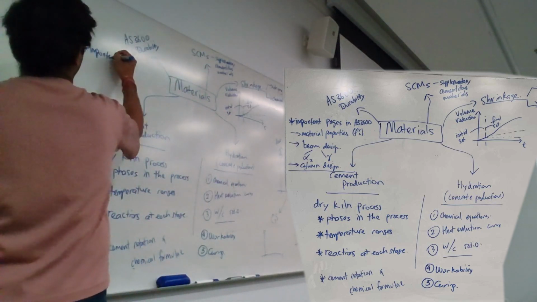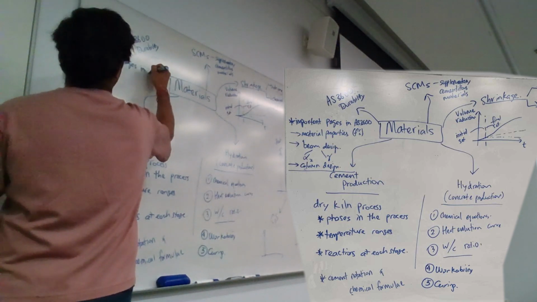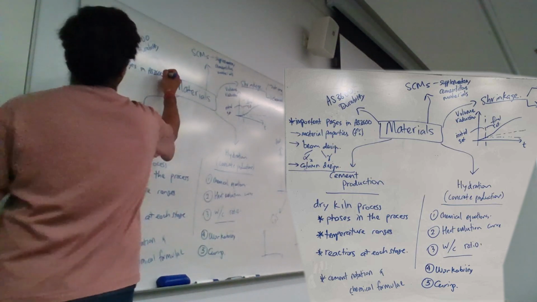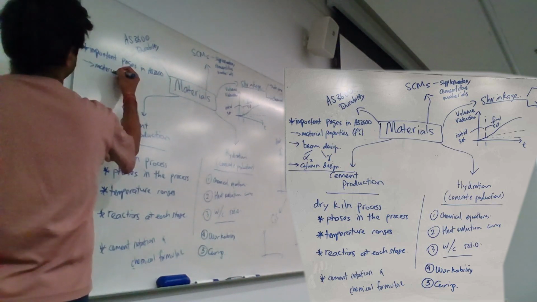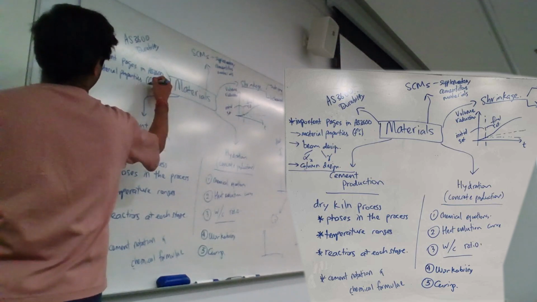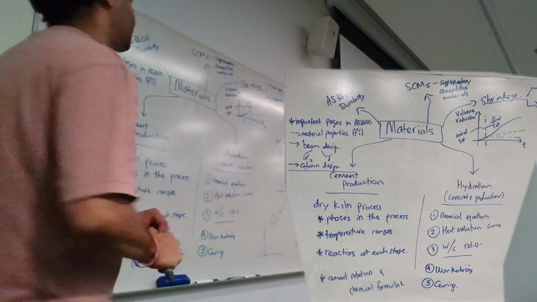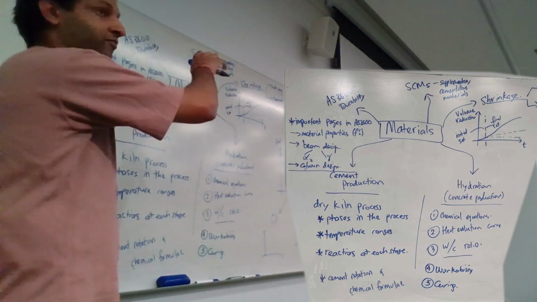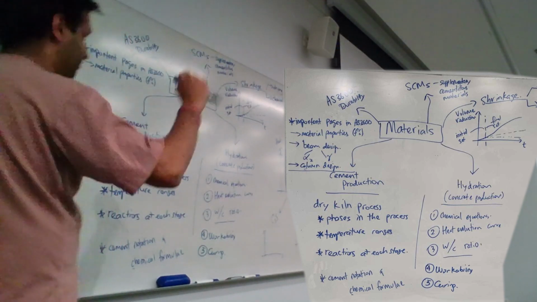Important pages in AS3600. The first one is your material properties page, specifically referring to f'c. f'c is your concrete strength. That's a really important page. You're going to be looking at it all the time. I recommend you find it and just highlight that page.